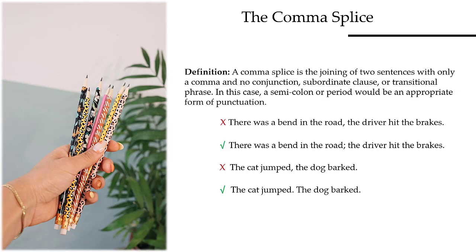Here's another example. The cat jumped, the dog barked. Again, two complete thoughts. We have a subject and a verb, and so this student has elected to correct this with a period. All of the other ways of correcting a run-on sentence would work here with the comma splice. We could use a semicolon here. We could also use a comma and a conjunction. The cat jumped, comma, and the dog barked.